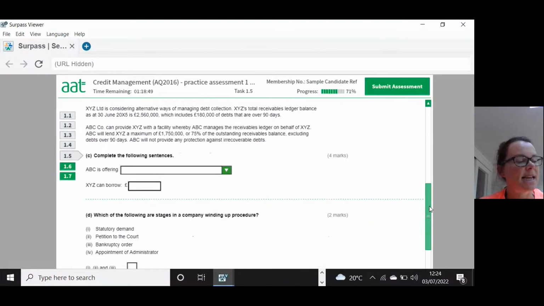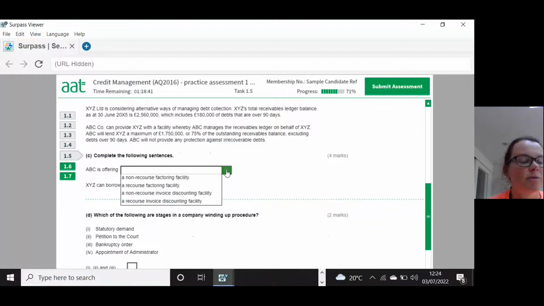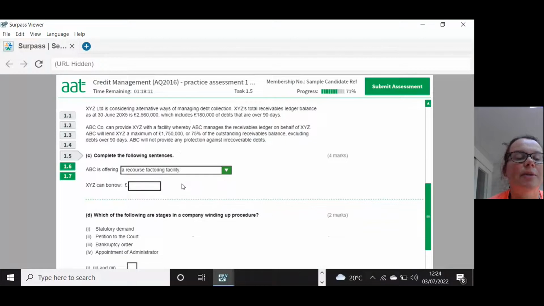Right, so ABC is offering, so will not provide any protection against irrecoverable debts. ABC is the company, isn't it? Right. So that means there is comeback. So there is recourse. It is known as factoring, where the sales ledger is being managed. Invoice discounting is literally just buying the debt. So a recourse factoring facility.